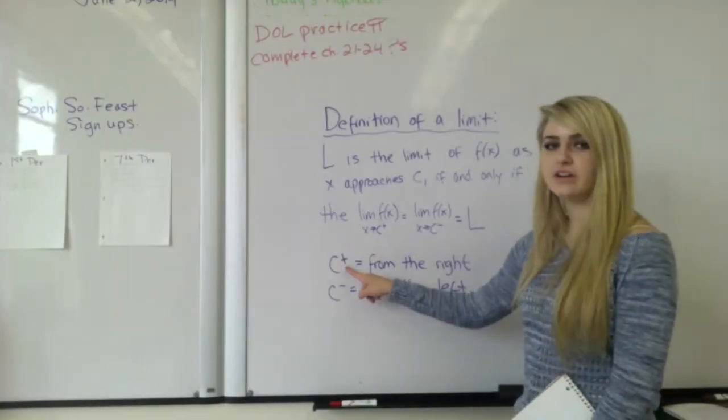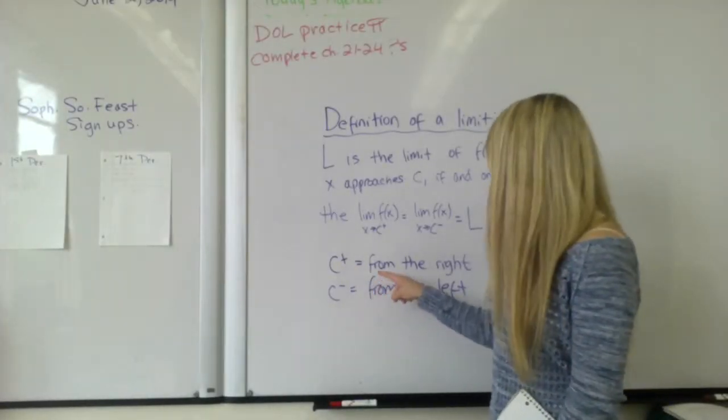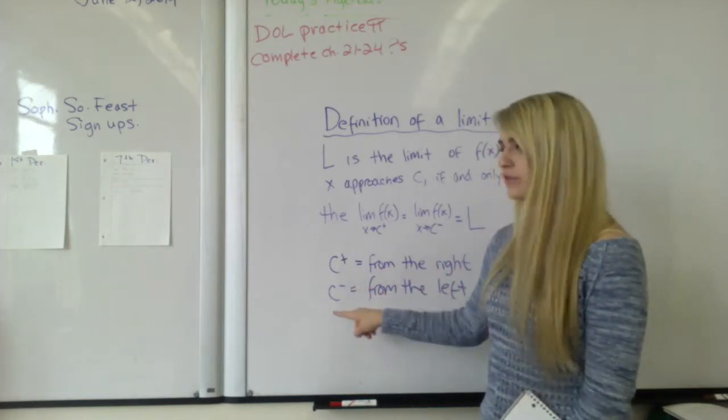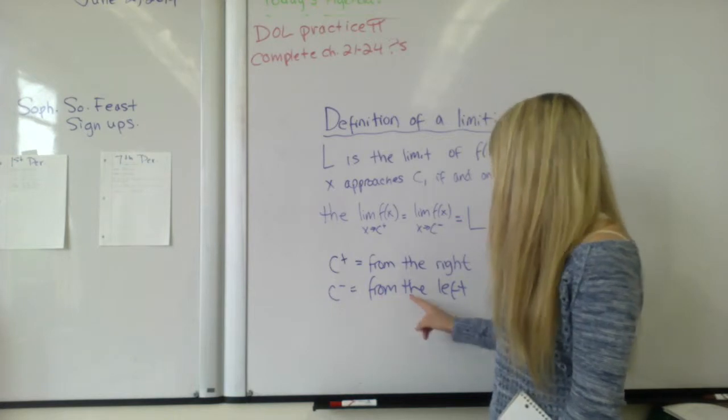The positive sign on the right corner of the c means that the limit is being approached from the right side, and the negative sign at the right corner of the c means that the limit is being approached from the left side.